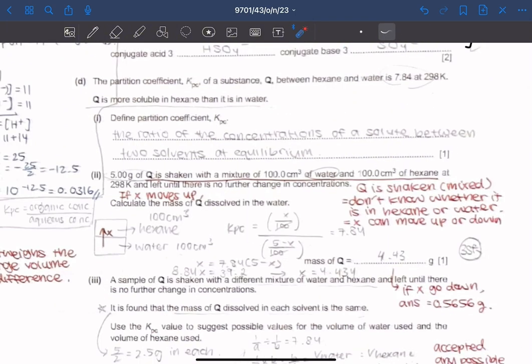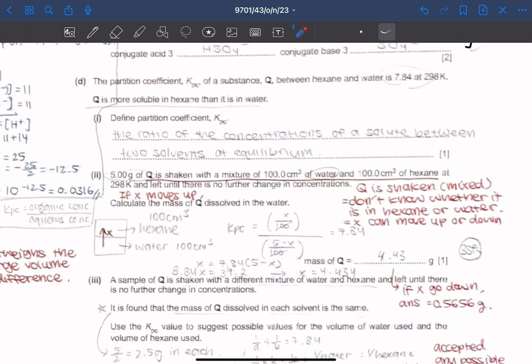And next for D, the partition coefficient Kpc of a substance Q between hexane and water is 7.84 at 298 K. So the value of Kpc is 7.84 at room temperature and pressure. Q is more soluble in hexane than it is in water. So we know that Kpc is equal to the organic compound, which is hexane in this case, its concentration divided by the aqueous compound's concentration, which is usually water. So first for I, define partition coefficient Kpc. This is usually something that you have to memorize.